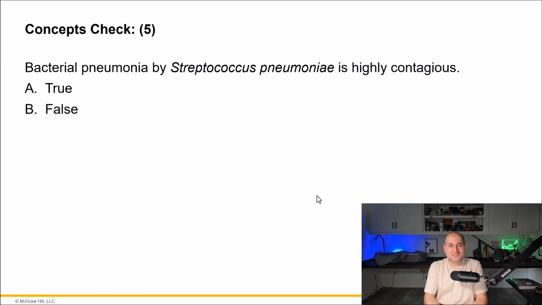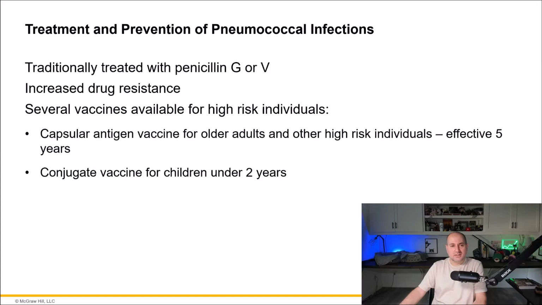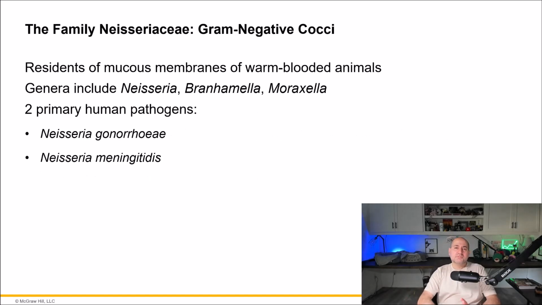Number 5, bacterial pneumonia by Streptococcus pneumoniae is highly contagious. And actually, the answer here is false, and I'll tell you why. Let me go back to here. See, high-risk individuals are older adults and children, young children under 2 years old. If you have a robust immune system, then it's actually more rare to get this pneumococcal infection. So that about wraps up the gram-positive cocci that I wanted to get to.